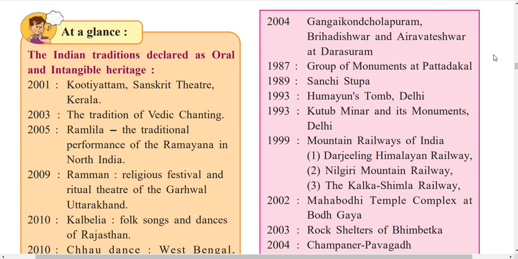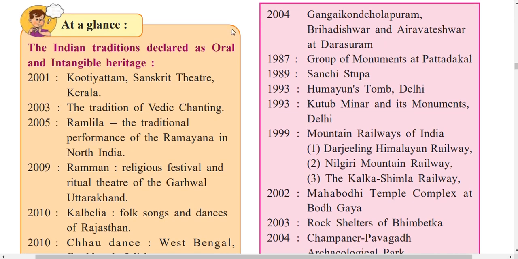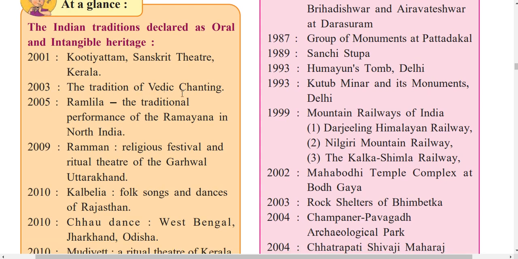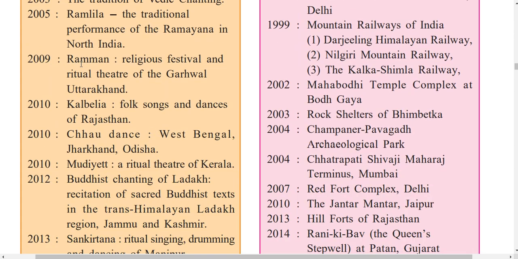At a glance, the Indian traditions declared as oral and intangible heritage. 2001 Kutiyattam Sanskrit Theatre, Kerala. 2003 The tradition of Vedic chanting. 2005 Ramlila, the traditional performance of the Ramayana in North India. 2009 Ramman, religious festival and ritual theatre of the Garhwal, Uttarakhand.